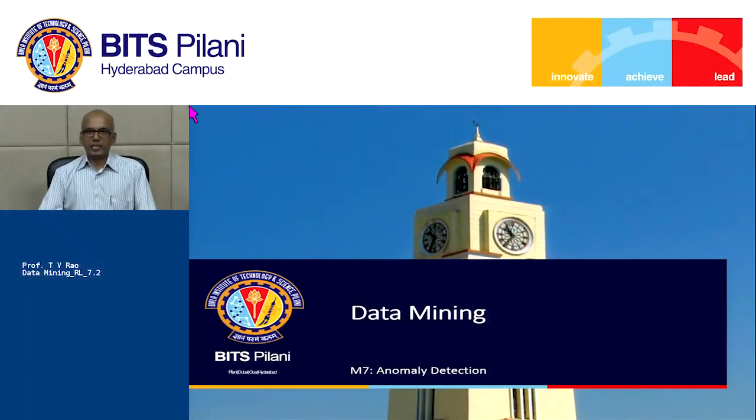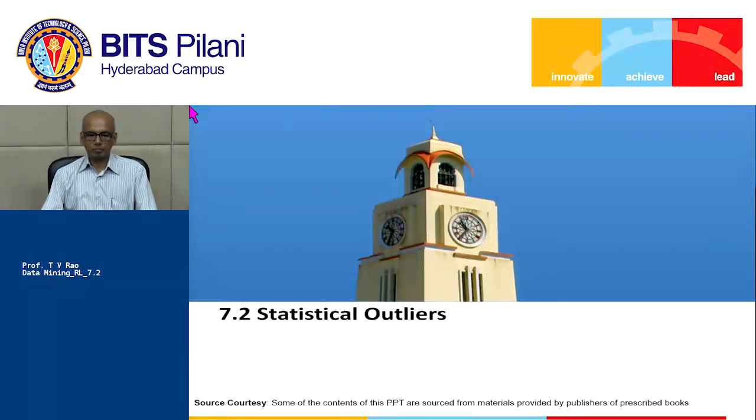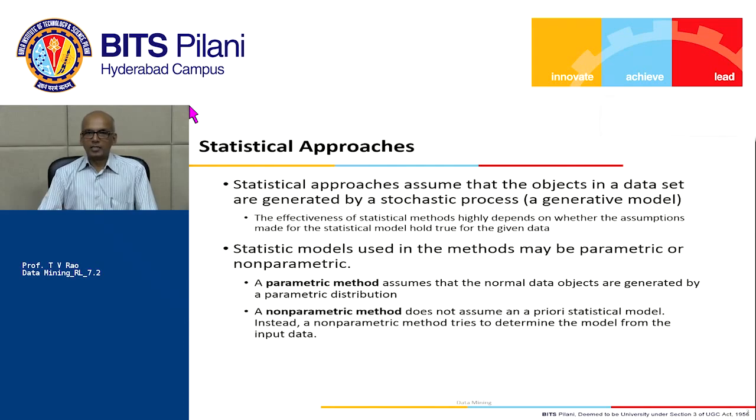Now let us study some of the statistical outlier detection techniques. In statistical techniques, what we do is we first assume that all the data objects are generated by a model or a stochastic process. So anything which is not generated by this model is going to be an outlier.